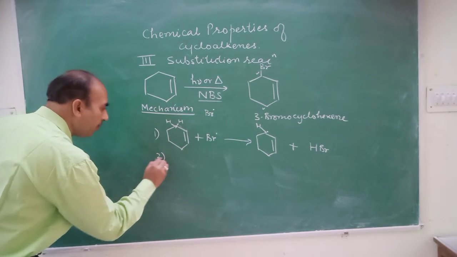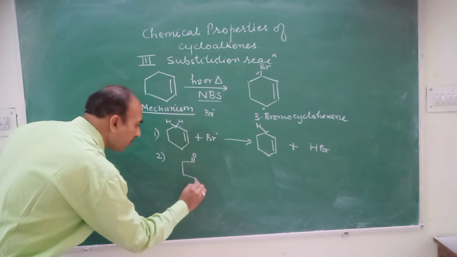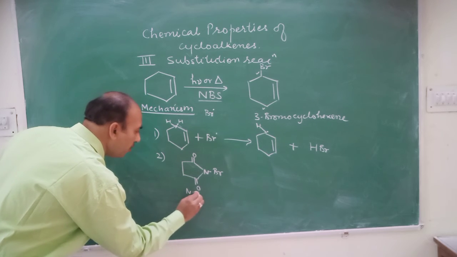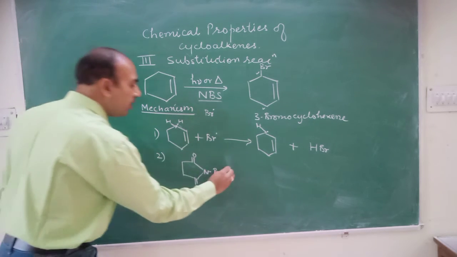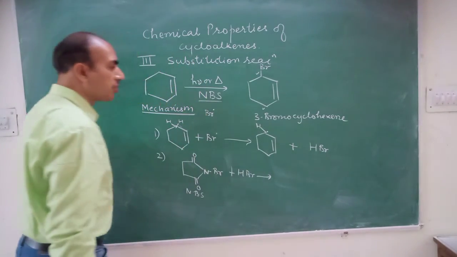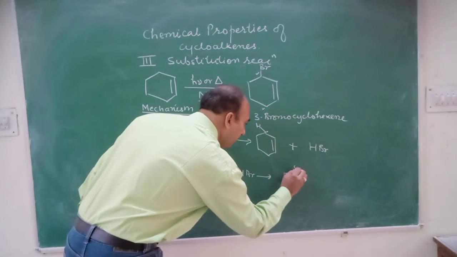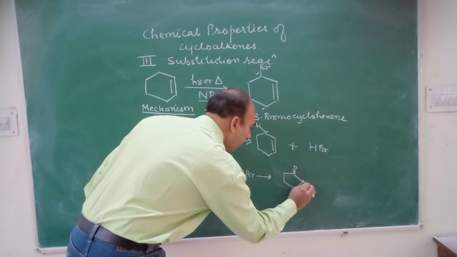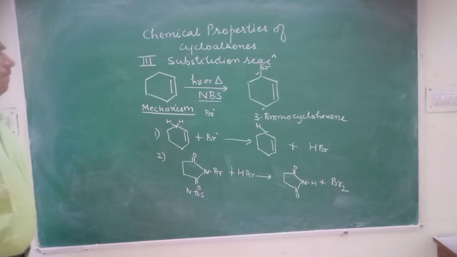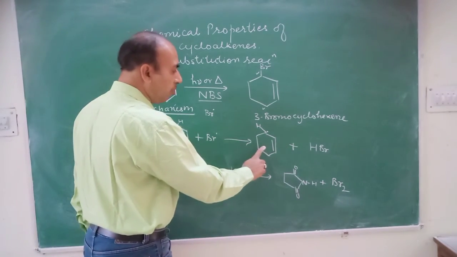In this way, a new radical is being formed here. Then in the second step, what happens? This is N-bromosuccinimide. It reacts with the HBr formed in the first step and converts it into succinimide, and we get a bromine molecule. See, this bromine molecule will combine with the radical formed in the first step.